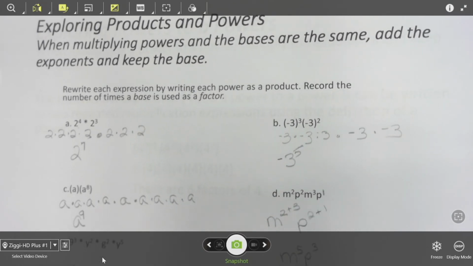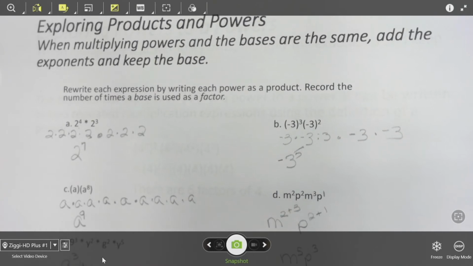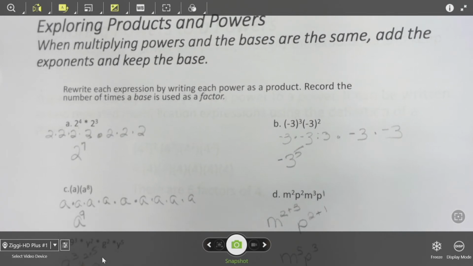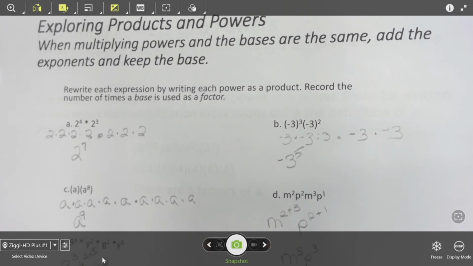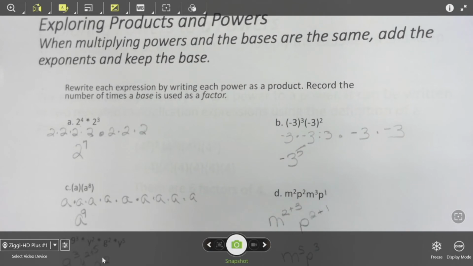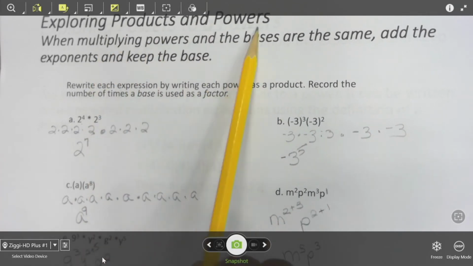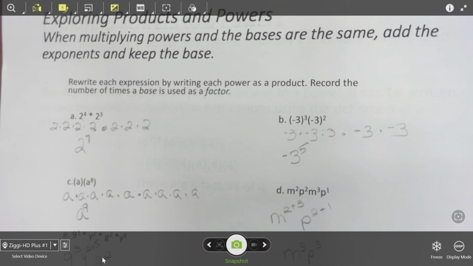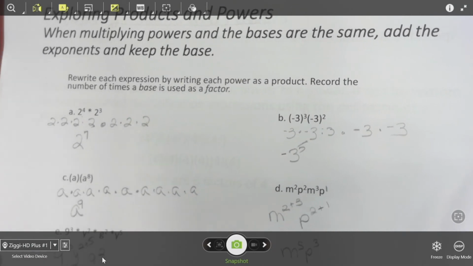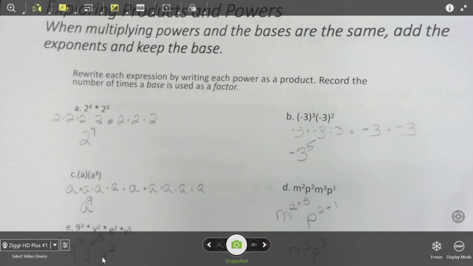All right, last one. We have 9 to the 3rd power. I don't think it's going to change. Okay, 9 to the 3rd power. We have y to the 2nd power times y to the 5th power, and we have g to the 2nd power. Finally, 9 to the 3rd power, y to the 2 plus 5 equals 7, and g to the 2nd. Good job. This was products and powers. When the bases are the same, we are going to add the exponents and keep the base.